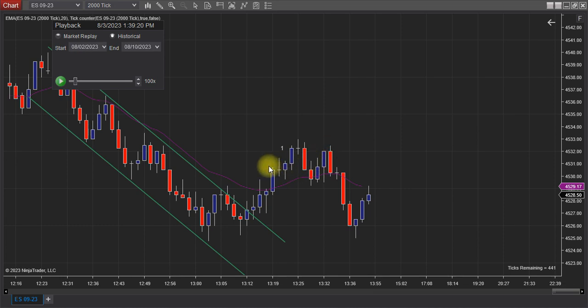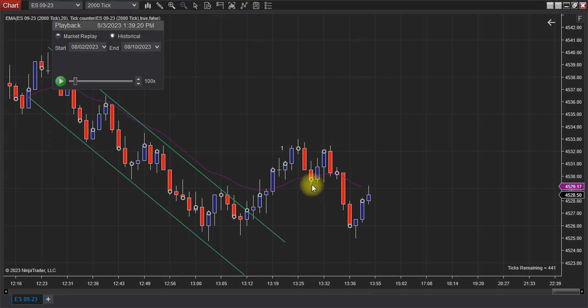Let's count bull entries, shall we? This is the first entry for the bulls here. We made a new high, so let's see. This is the first pullback, so this is going to be first entry for the bulls. What is the probability of them having any success on the first entry? It's kind of small. So we're not worried about first entry pullbacks.